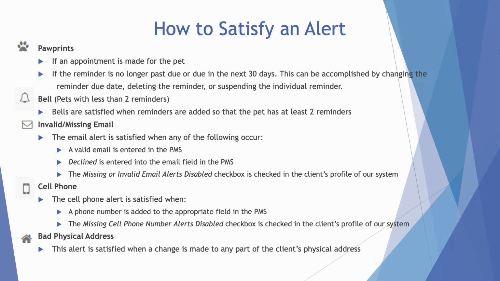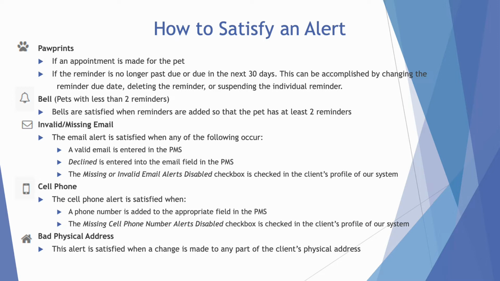If the reminder is no longer past due or due in the next 30 days, okay, this can be accomplished by changing the reminder due date, deleting the reminder, or suspending the individual reminder. So sometimes people come in and maybe the reminder is faulty and we just delete it. Maybe the date is wrong and we change it. So as long as you do that in the practice management system, it's automatically going to change in AllyDVM. So there's nothing that you have to do in AllyDVM itself. It's all automatic. You just make those changes in your practice management system, okay?